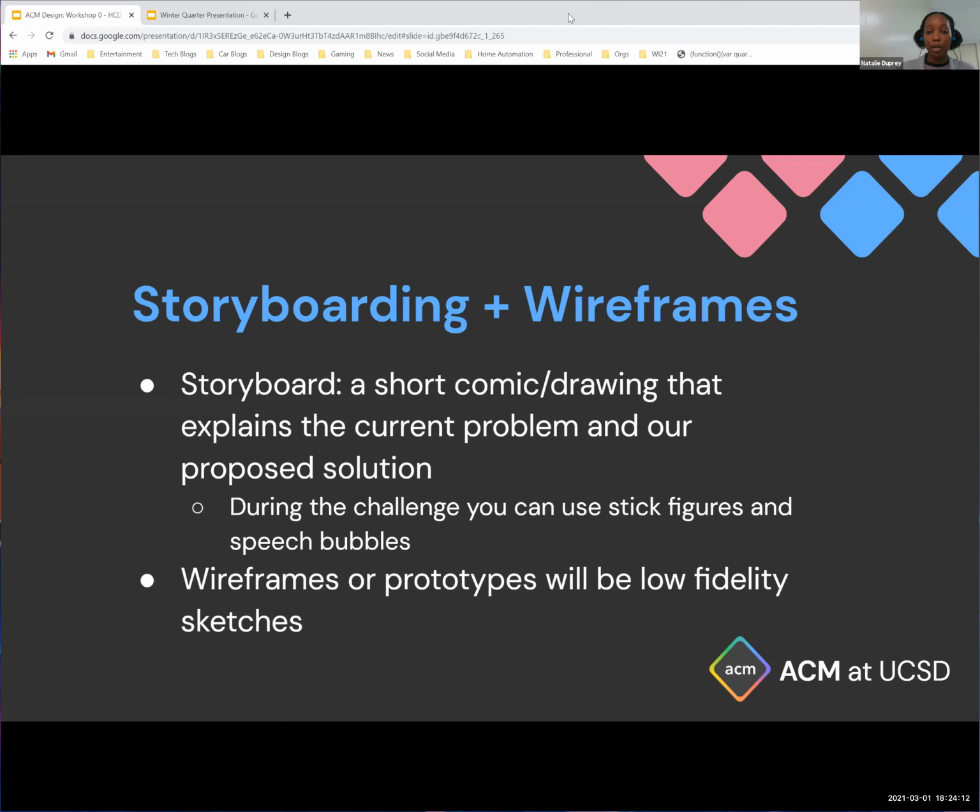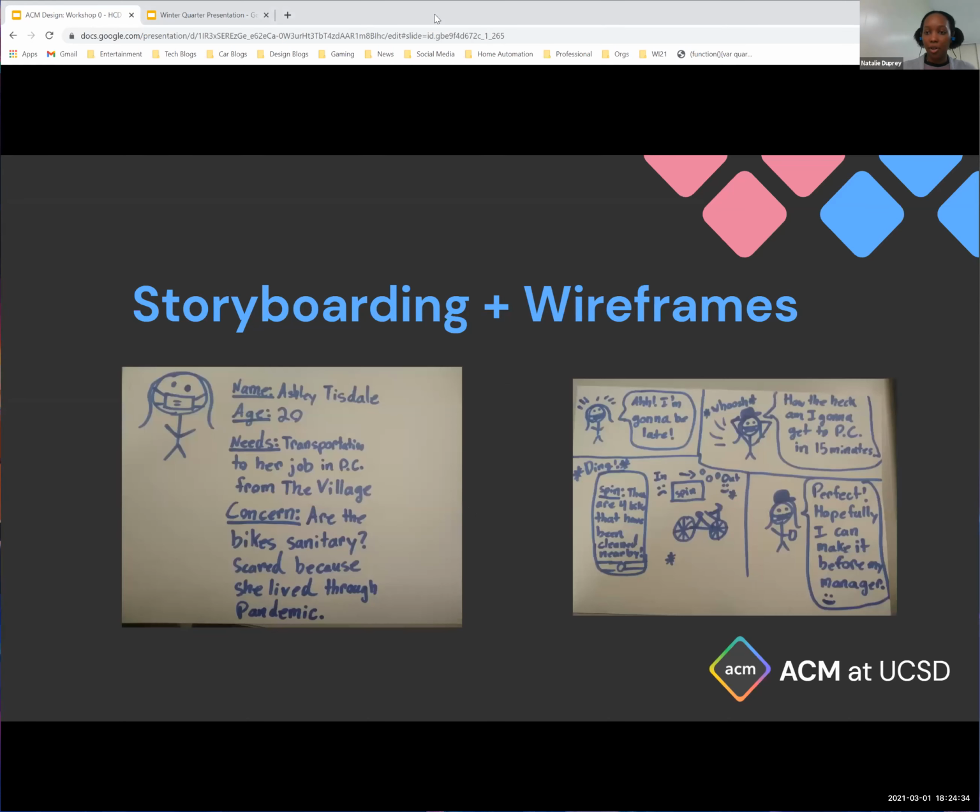All right, so this is the part where you start storyboarding and or making wireframes. Your storyboard is just going to be a short little comic or drawing that will explain the current problem and the proposed solution. Your storyboard is going to feature something called a persona as well. The persona is going to be all the details that you gathered about the user base, but you're going to assign it a name. So if you go to the next slide, you can see that I made a delightful little persona here. This is Miss Ashley Tisdale.